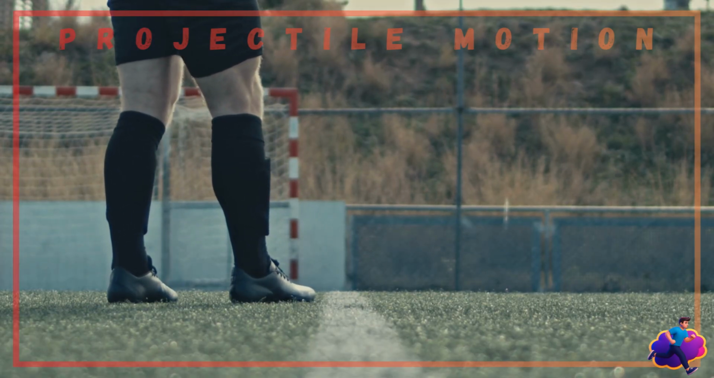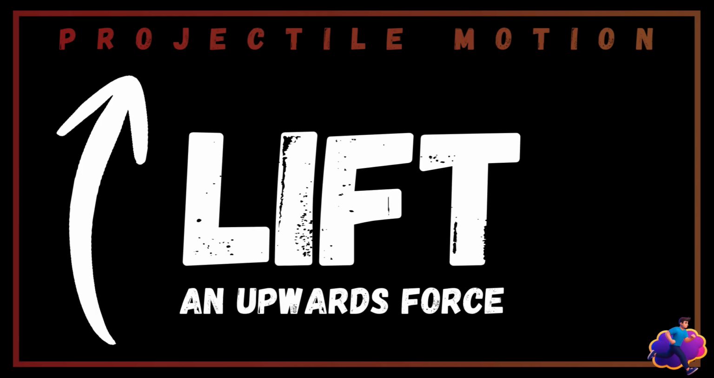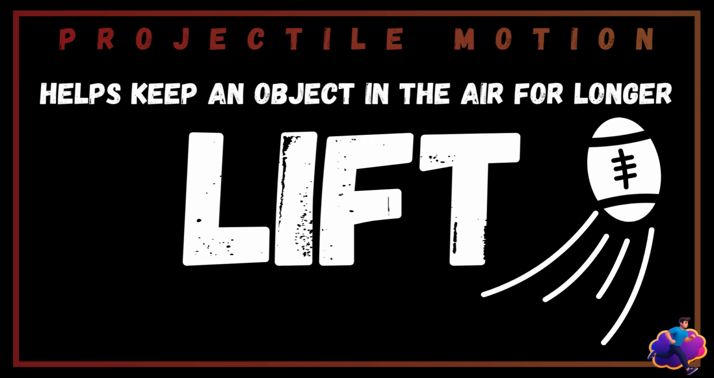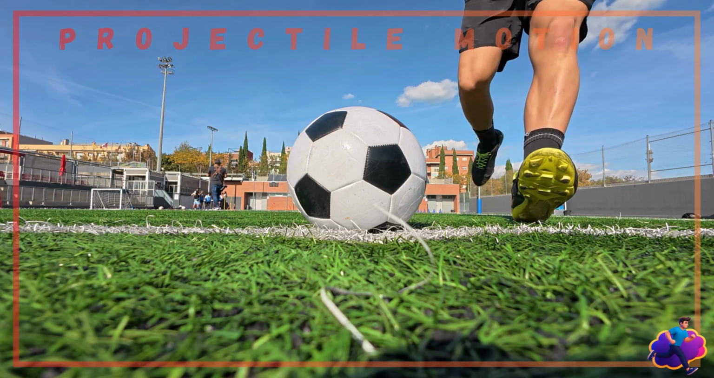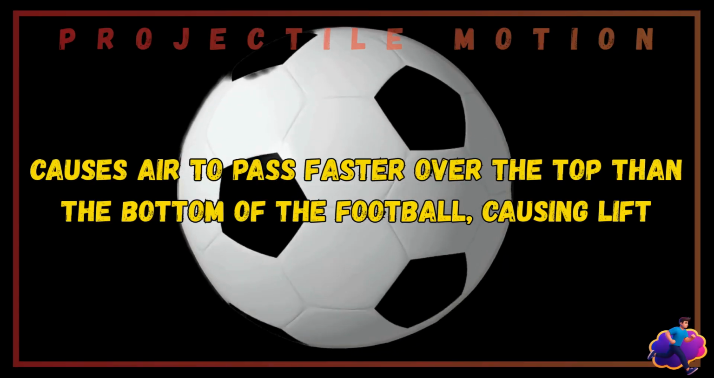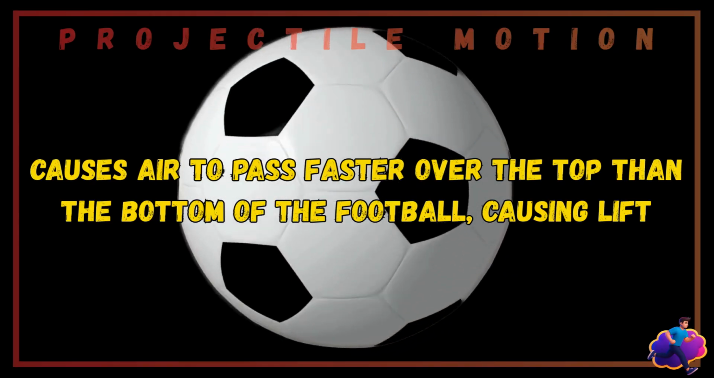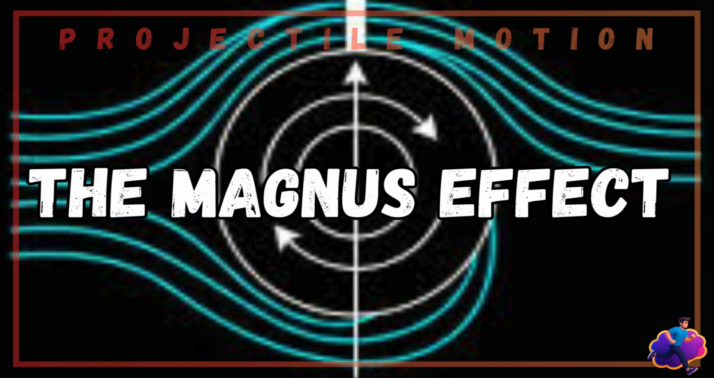Another important force in some sports is lift. Lift is an upwards force created when air moves faster over one side of an object than the other. Lift helps keep an object in the air for longer. A clear sporting example is a football with backspin. The spinning ball causes air to move faster over the top than underneath, creating lift and allowing the ball to dip or float. Which brings us to the Magnus effect.